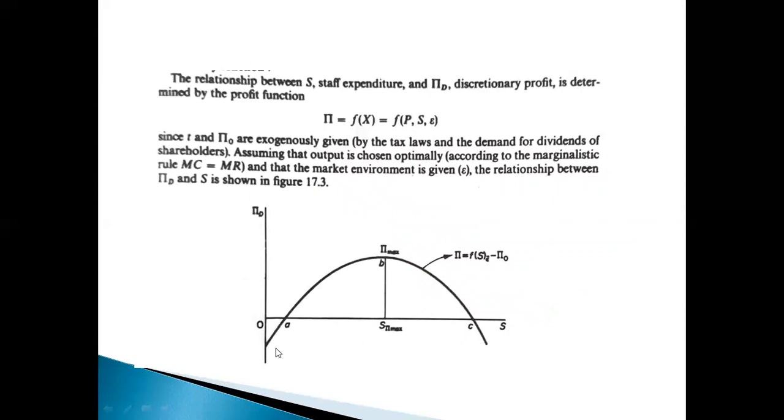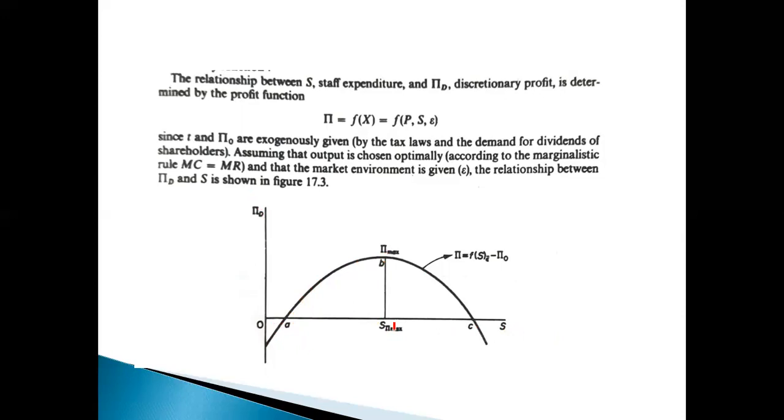Now we need this staff expenditure profit curve. This is not a staff expenditure profit curve. This one is known as the staff expenditure profit curve. You can see that here staff expenditure and discretionary profit go on the same way up to this point. This is staff expenditure along the x-axis, and this is pi D, or discretionary profit.